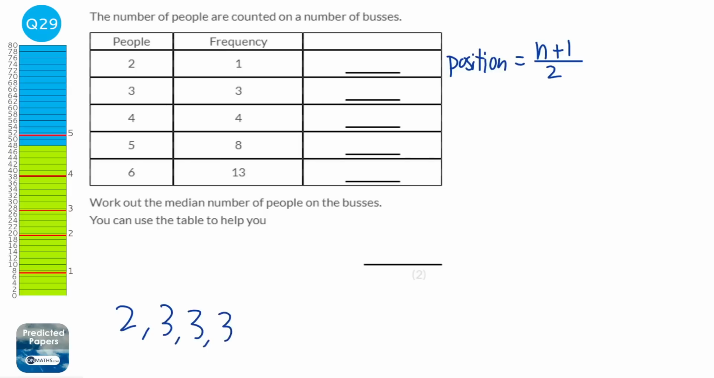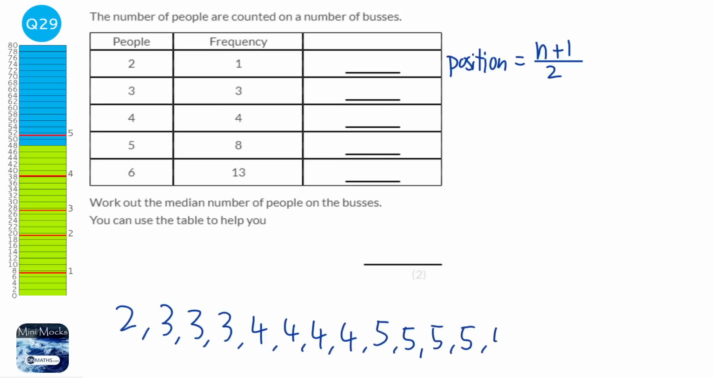The next number is a 4, and there's 4 of those. So 1, 2, 3, 4. The next number is a 5, and there's 8 of those. So 1, 2, 3, 4, 5, 6, 7, 8. And the next number is a 6, and there's 13 of those.